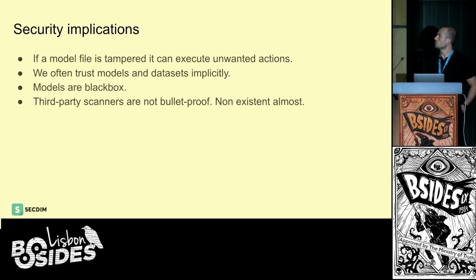Now, what are the security implications when anyone can publish models, for example, on HuggingFace, right? When models become open source. Well, the most obvious one is that if a model is tampered with, of course, it can execute unwanted actions. The second implication is that we often trust models and data sets implicitly. So we pull them, we use them. Of course, it's very easy to use APIs to do inference on our models, but it's also very easy to pull models from HuggingFace and do inference towards those models. The third problem is that models are most of the time black boxes. We don't know what's inside, right? How they were trained. We can't assess them.